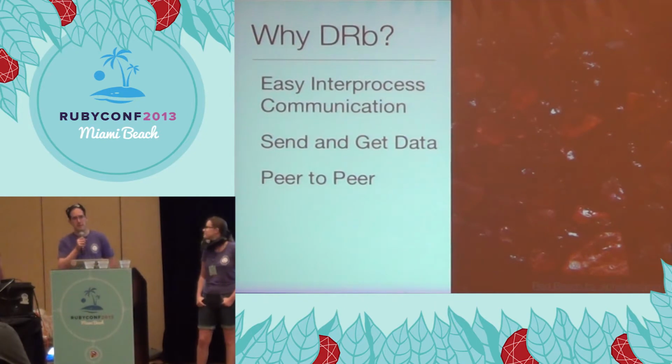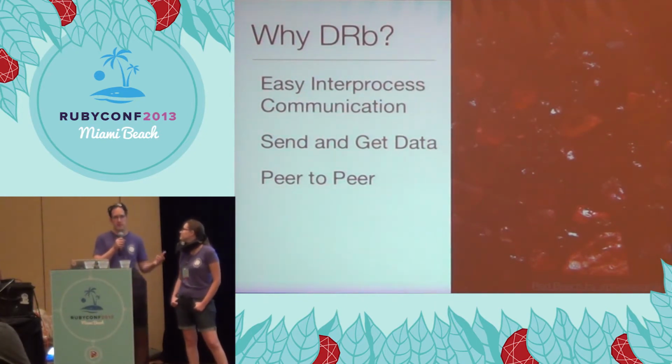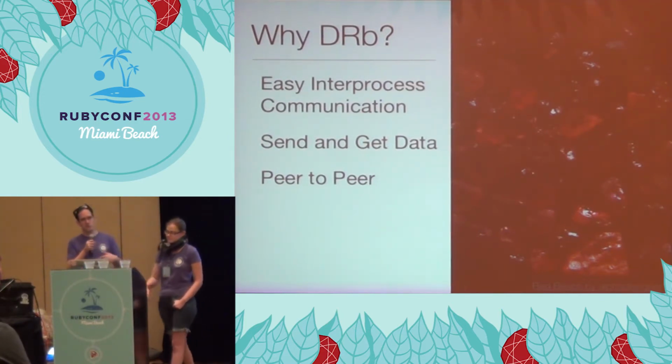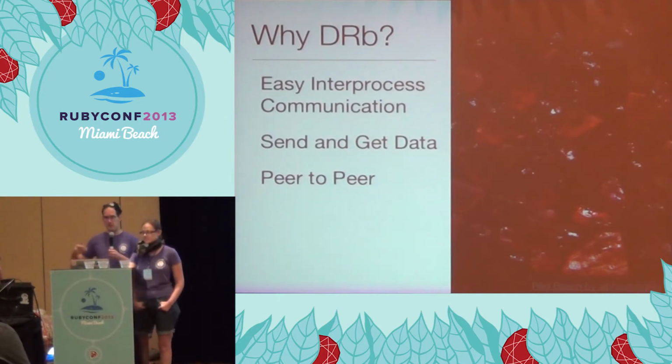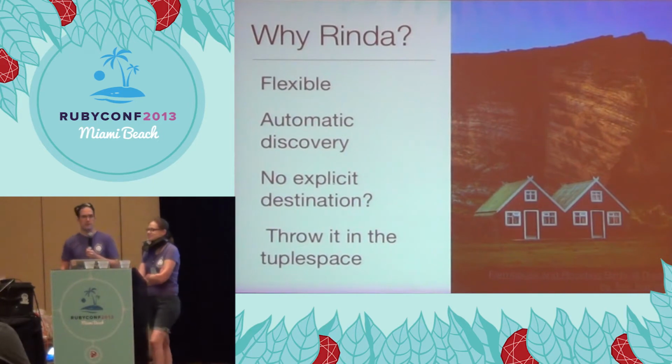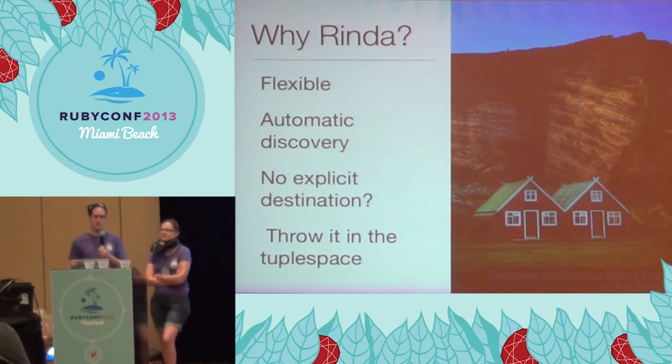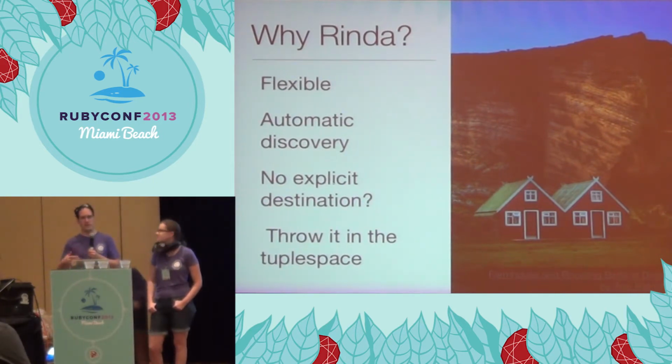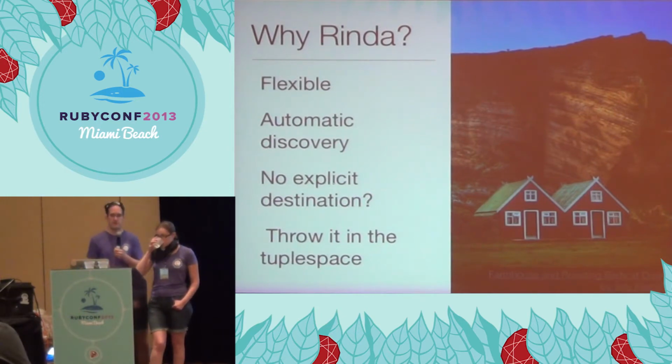We chose to use DRb because it easily allows us to communicate between multiple processes, whether you're on the same machine or across the network. You're able to get and send data really easily. It's really transparent, and it's peer-to-peer, so you don't need one server. You just connect to each other. And we use Rinda because it allows us to flexibly discover the other services, so you don't have to have any explicit destination. It includes the Tuple Space. You can just put information in the Tuple Space and get it out super easy.